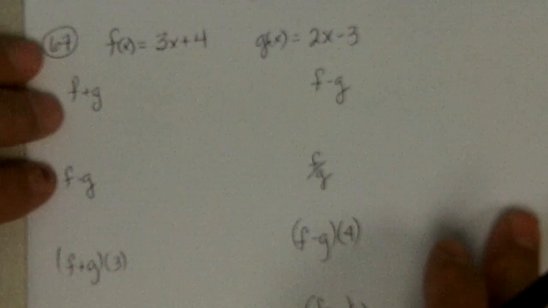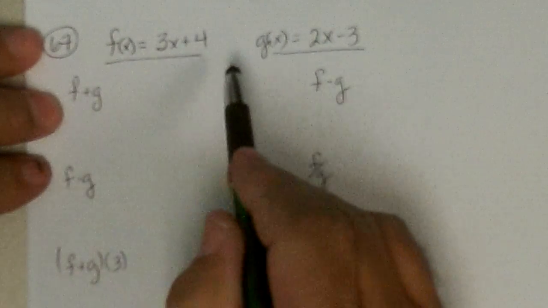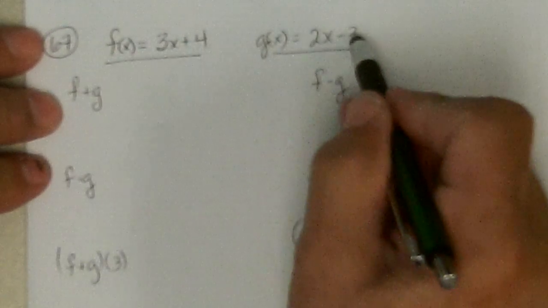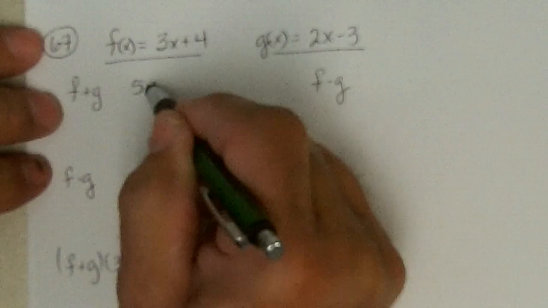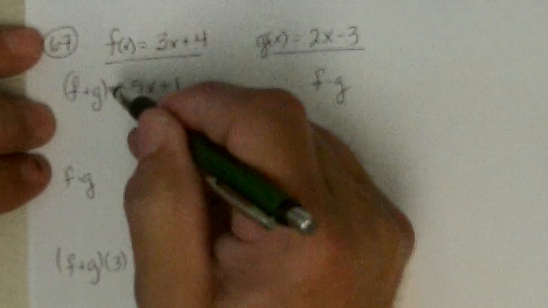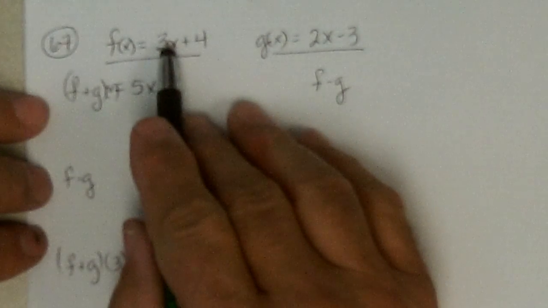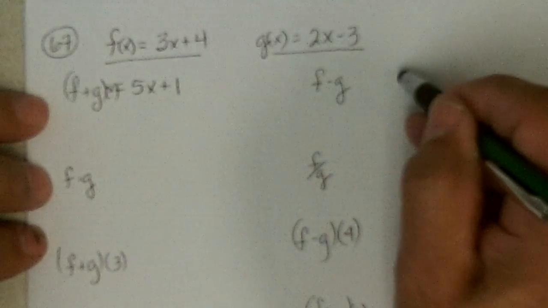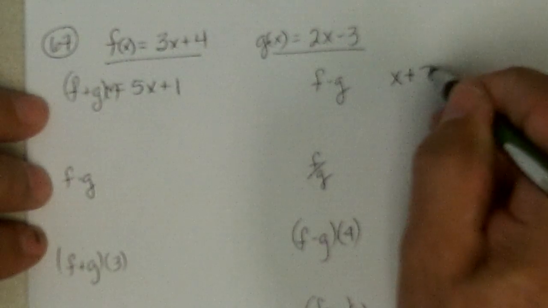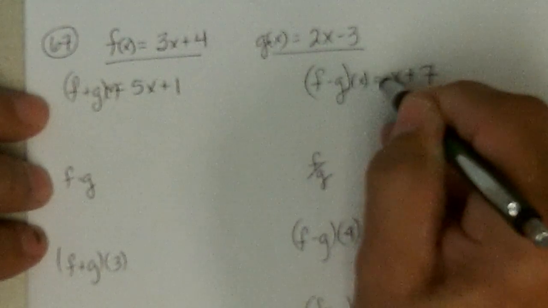67. If this is f and this is g, what's f plus g? So you just add these two and we get 5x plus 1. And what if you subtract them? So f, 3x minus 2x is just x, and 4 minus a minus 3 is plus 7, and that's what f minus g of x would be.